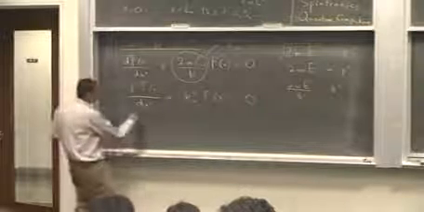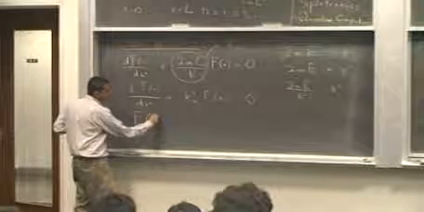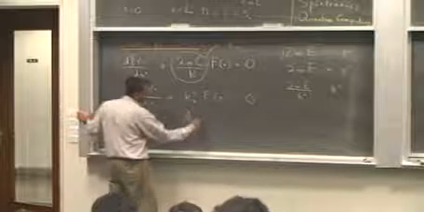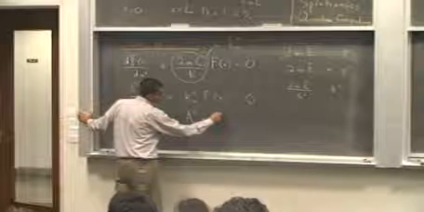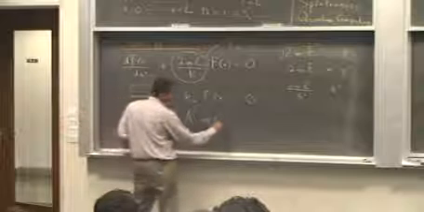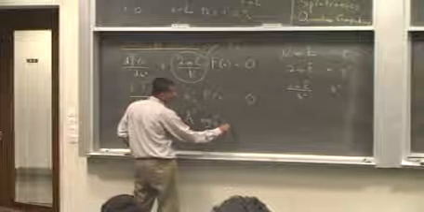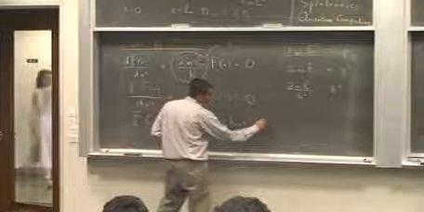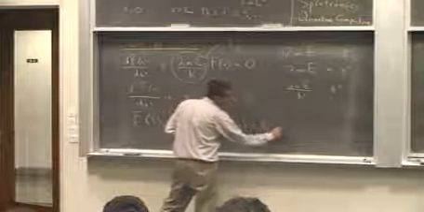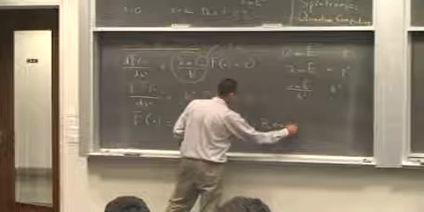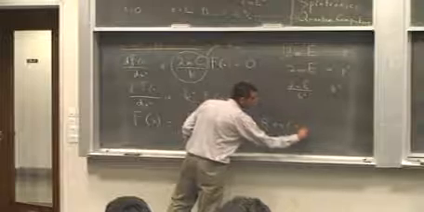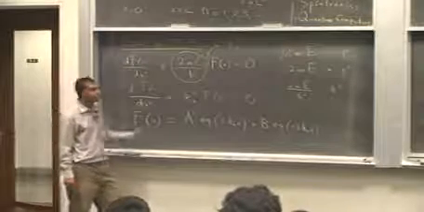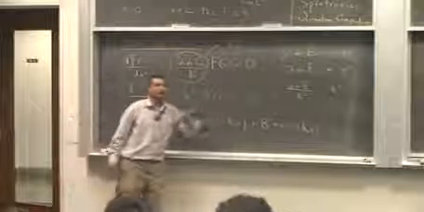The solution is f of x is a' exponent i kx x plus b' exponent minus i kx x. So this is the solution. a' and b' are constants.